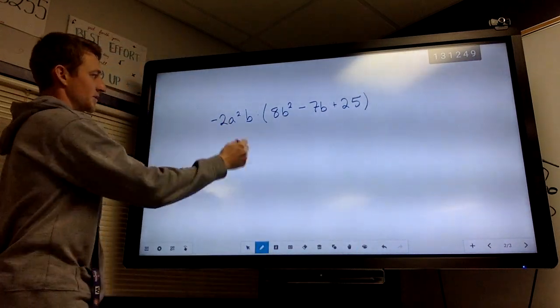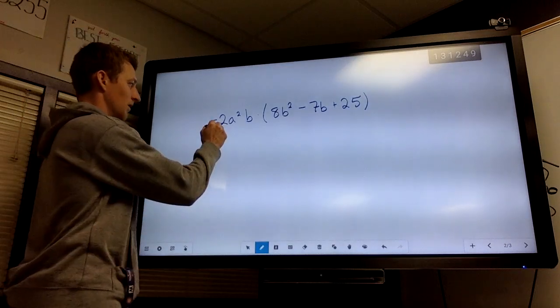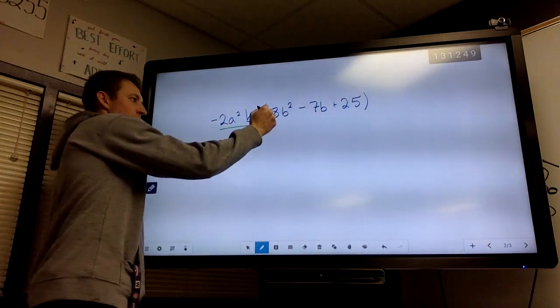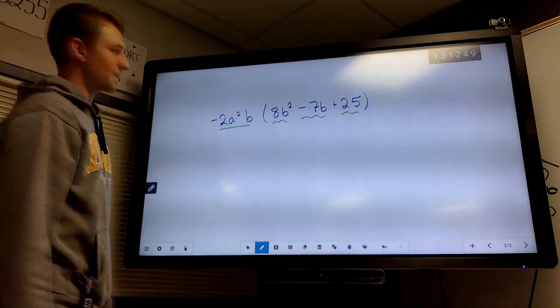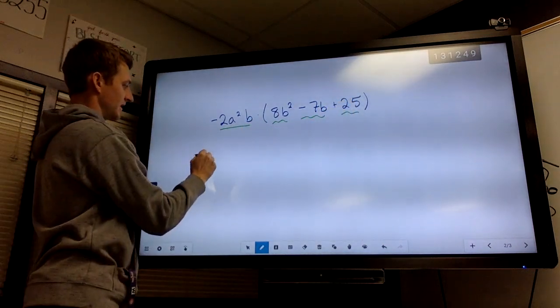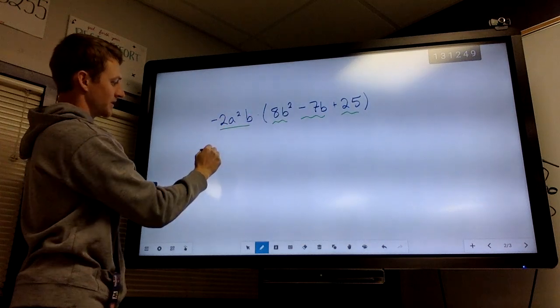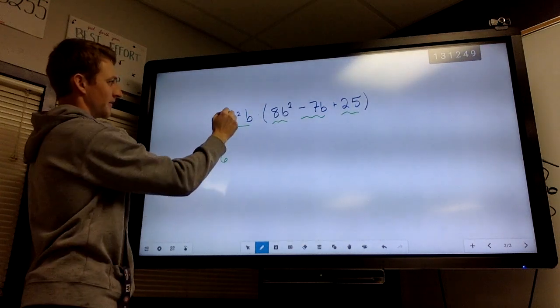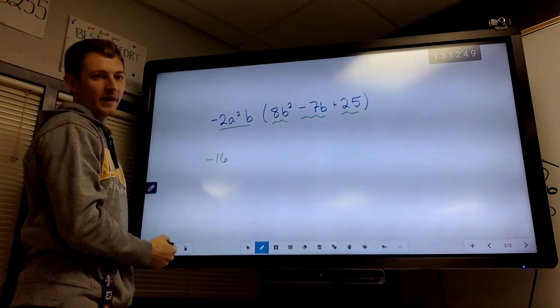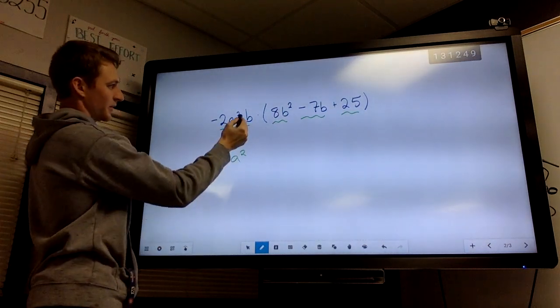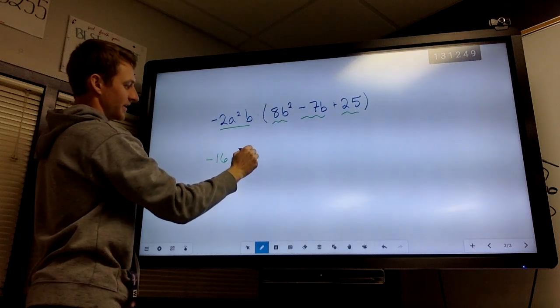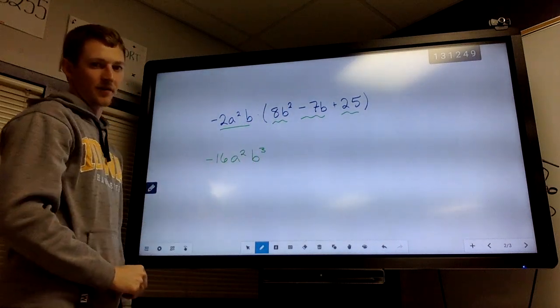We have negative 2a squared b, so this is one term right here, and we're going to multiply it by everything in the parentheses. So a negative times a positive is a negative. 2 times 8 is 16. We have a squared and no other a's over here, so we just have a squared. And then we have b times b squared, that is b to the third.